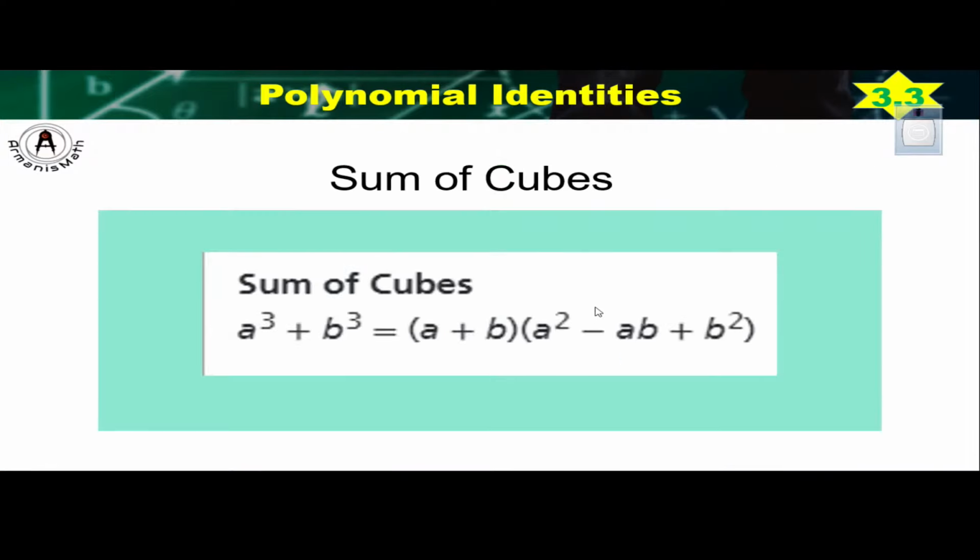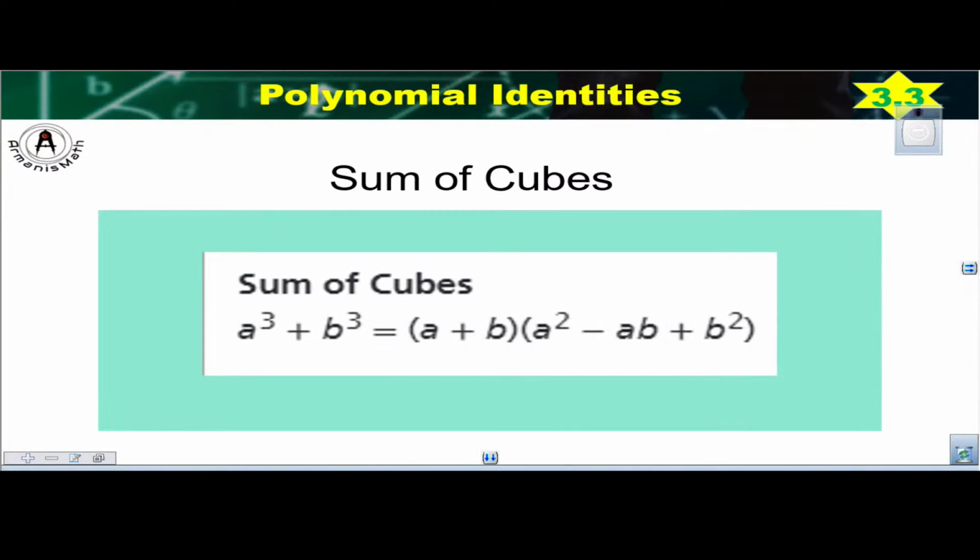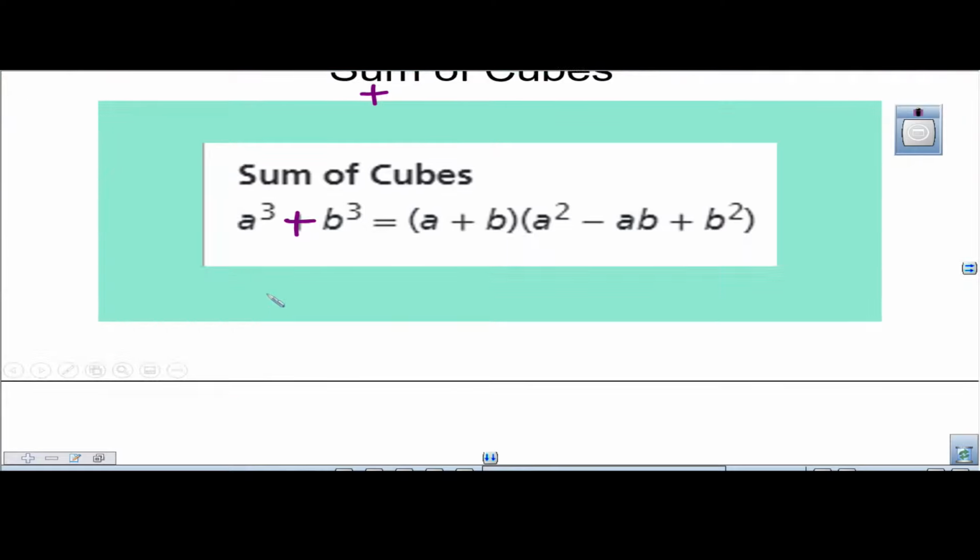The last item we're going to cover is called the sum of cubes. The very last one that we covered was difference of. Now we're going to talk about sum of, meaning you have a cube plus another cube. The sum is plus. So once again, something being cubed here, and plus another thing being cubed.